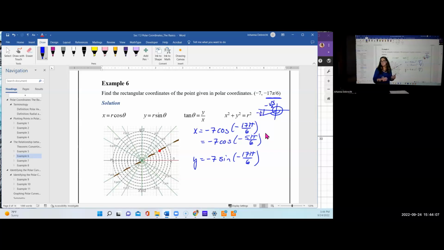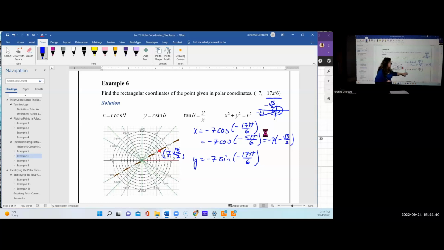It's in quadrant 3, so they're both negative. Now, when I evaluate the cosine of that angle, I'm getting the cosine of -5 pi over 6 and the sine of -5 pi over 6. So this is going to give me a -7 times a negative square root of 3 over 2, which is going to give me a positive value, which is what I was expecting because my point ended up here. So my point becomes 7 square root of 3 over 2 for the x coordinate.